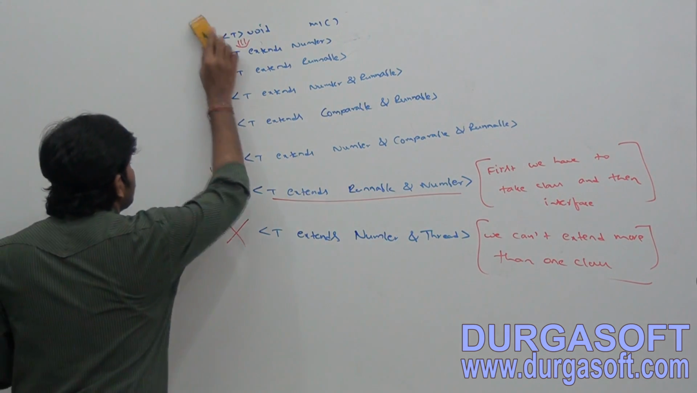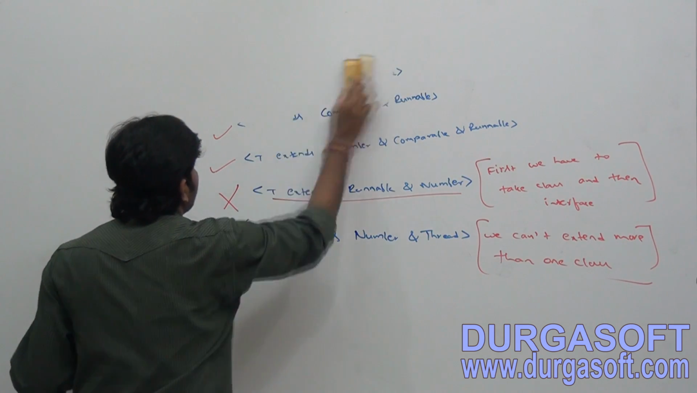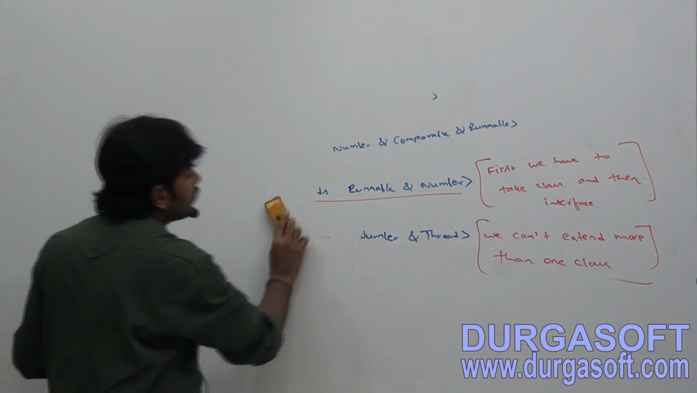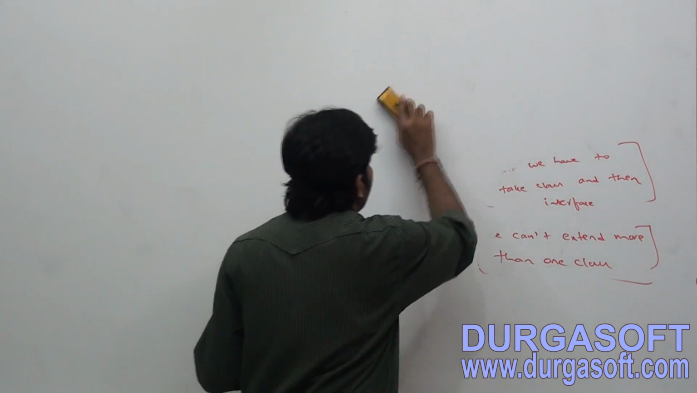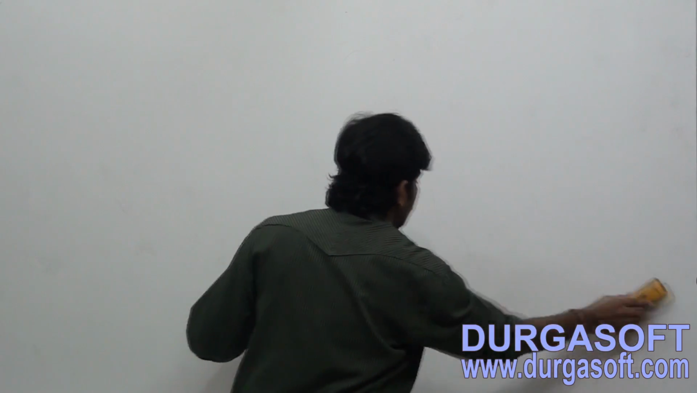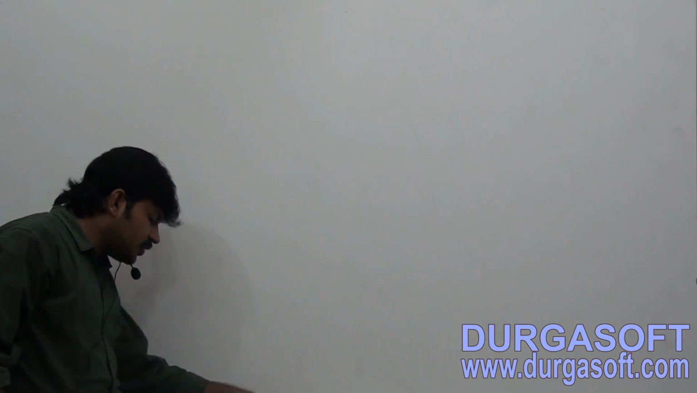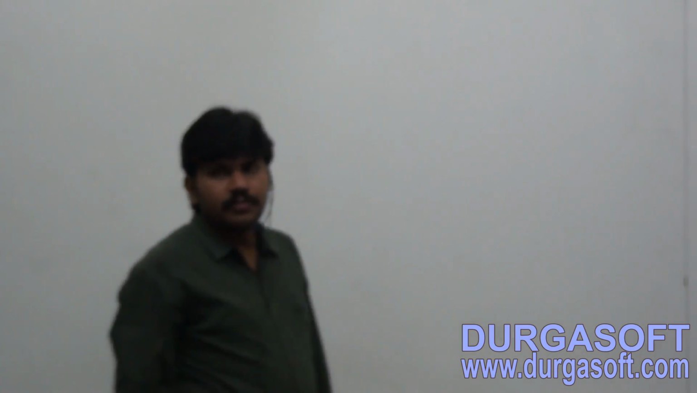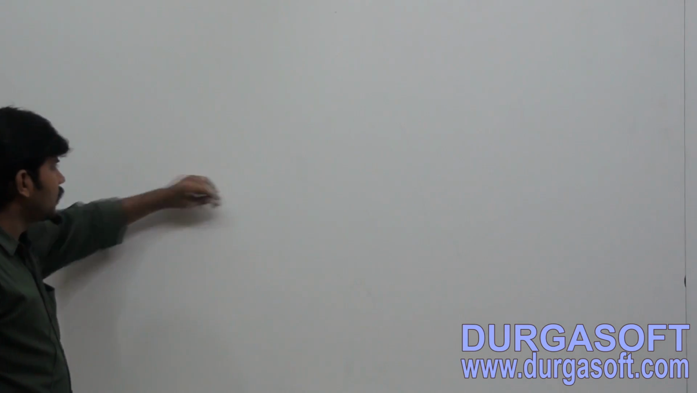Next, keep the subheading: communication with non-generic code. Make sure you people should be aware of communication with non-generic code.